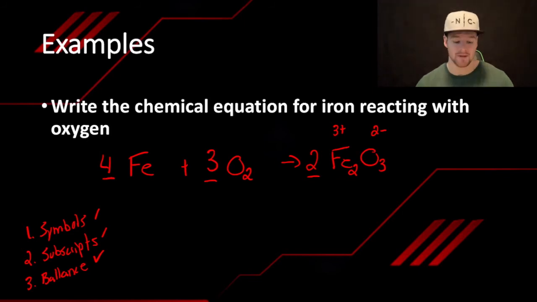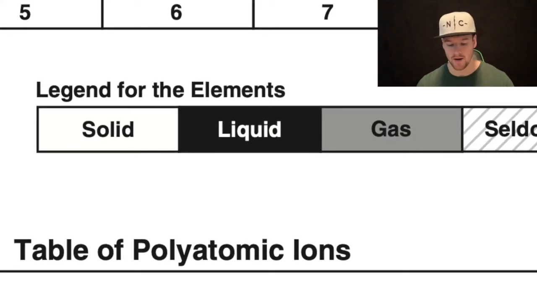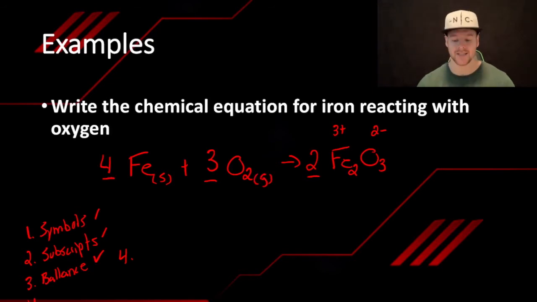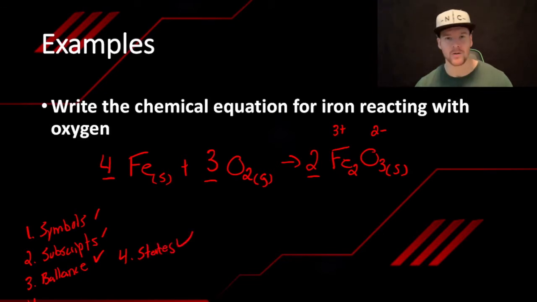There's one last step, and the last step, number 4, is we have to put the states. So iron on its own is going to be a solid. We see that on the periodic table, a white square means it's a solid. Oxygen is a gray square, which means it's a gas. And then Fe2O3, we need to know that this is an ionic compound, and ionics at room temperature will be solid. So now we've put our states. That's step number 4, and we are all done there.